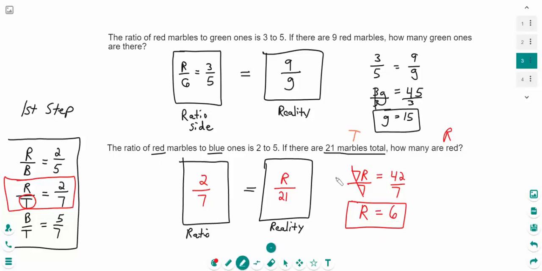And that actually makes it really easy to discover how many are blue, doesn't it? Because if we have 21 total, and we have 6 red, and the only other color is blue, wouldn't that mean we have 15 blue? Just kind of a tidbit there. 15 blue and 6 red. Okay? Very good. Let's try a couple of these and see how you do.